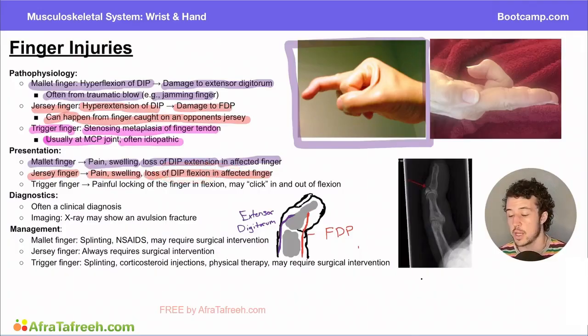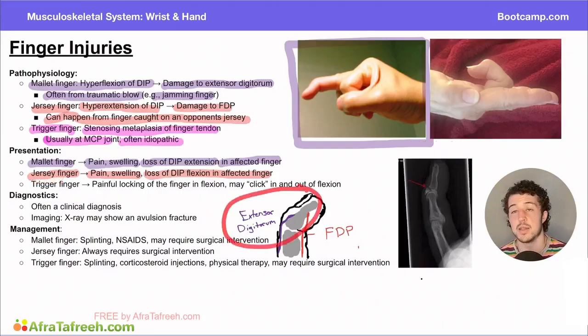Also recall that across any joint in the body, there's a balance between all the muscles that are acting on that joint. In this case, extensor digitorum and flexor digitorum profundus. And so if we have injury to one of those, in this case, let's talk about jersey finger, we have injury to the flexor digitorum profundus, our patient is going to come in with an extended finger because the extensor digitorum is the only muscle that's still acting on that finger.